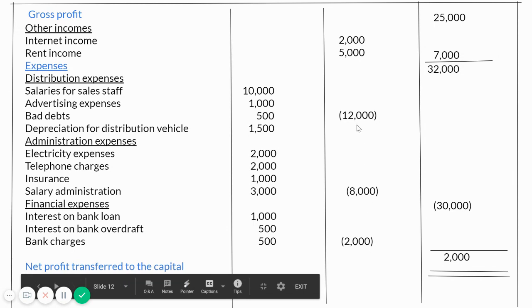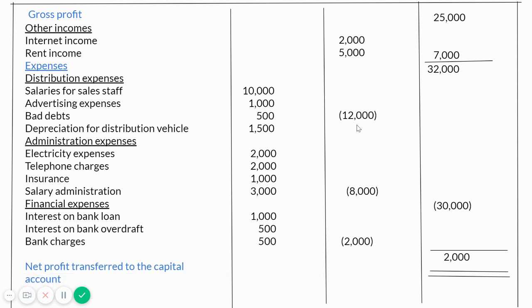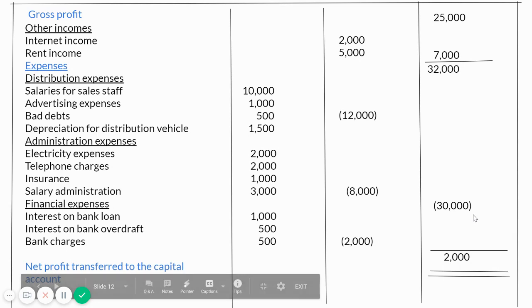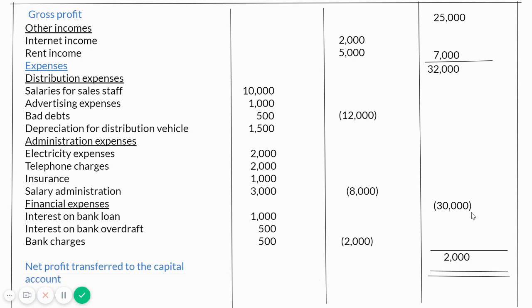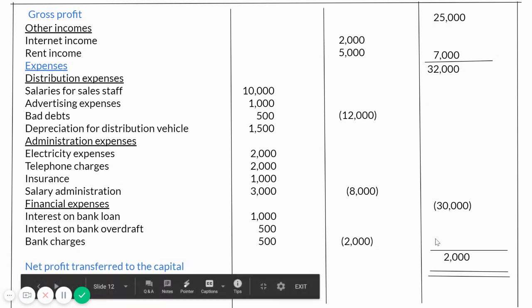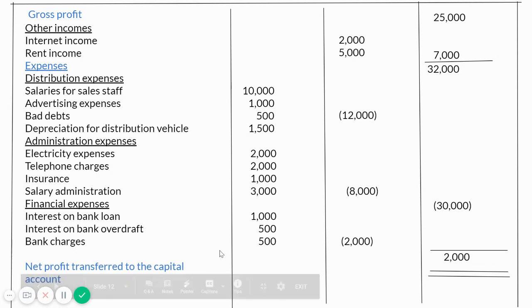So when you get the total of distribution expenses 12,000, administration 8,000, and financial expenses of 2,000, it will become 30,000 rupees, which is the total expenses. So from the total income of the business, when you deduct the total expenses of the business, you will end up with an actual profit or a net profit of 2,000 rupees, which is going to be transferred to the capital account at the end of the accounting period.